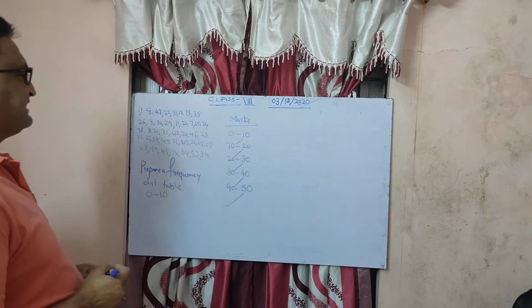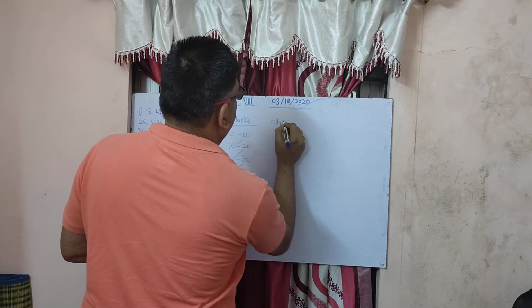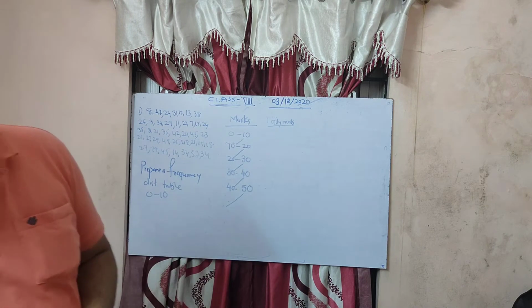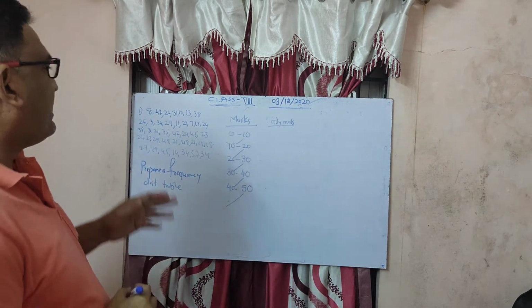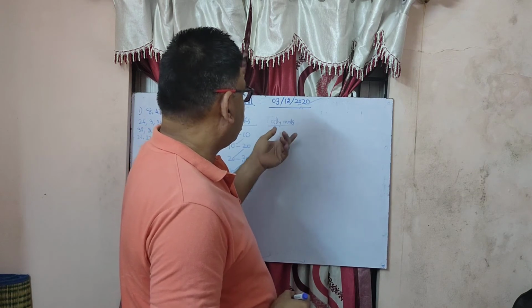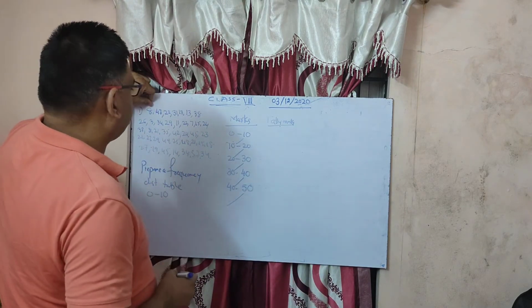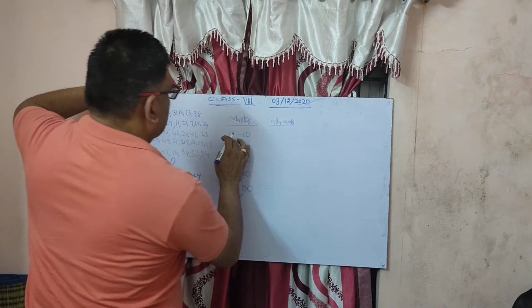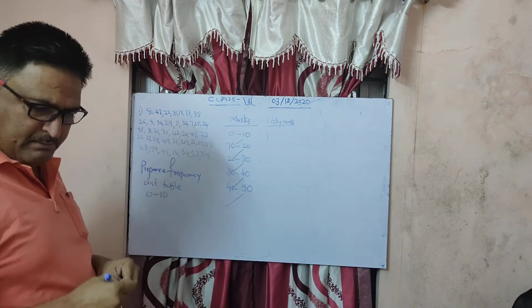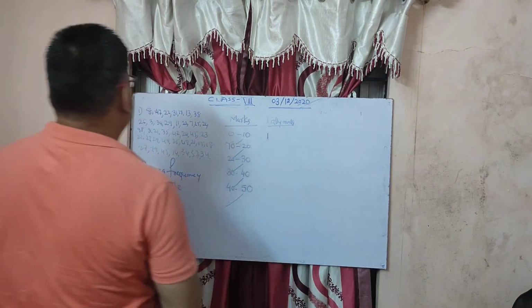Now the next thing is tally marks. Sometimes you can call them tally bars, whatever we write here, tally marks. What is the first number? 8. So 8 is between 0 and 10, so we have to write 1 bar here. Okay, next number is what?